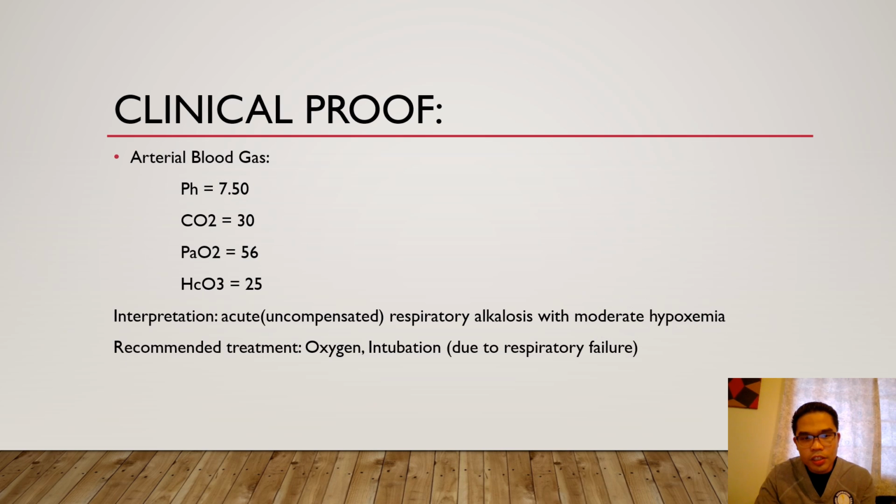So other clinical proof is the arterial blood gas. So with these results, as what I've said, it was acute alveolar hyperventilation. So in the interpretation, it was acute uncompensated respiratory alkalosis with moderate hypoxemia. So I would immediately recommend giving oxygen or intubation because it might lead to respiratory failure. We should avoid the patient from having respiratory failure. So with the ABG result, the common cause of the result is the hypoxemia. Why? Because based on the values being shown in the slide, it was mainly because of pulmonary shunting, specifically on the capillary side, since the patient had oxygenation problem since he got in the ER.